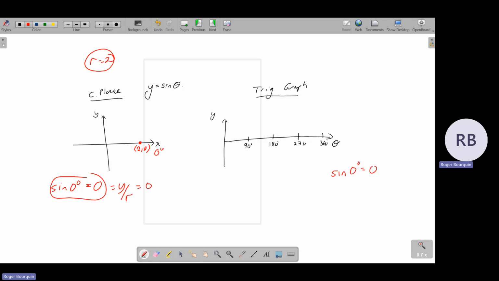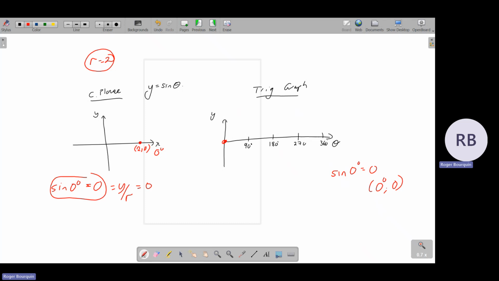What does that mean on this graph? Now we think of a graph, right? X and Y coordinates. What am I putting into the graph? 0 degrees. What's sine of 0 degrees? 0. So where's 0 degrees, 0? It's over here, right? Okay.